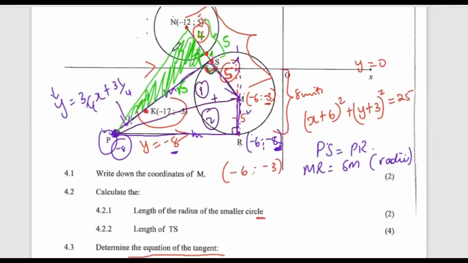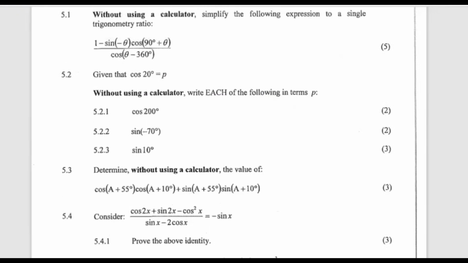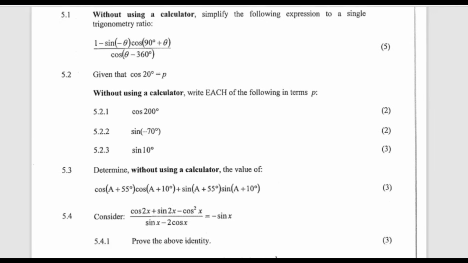Question number 5, which is trig. Trig, here we come. All right, so with question number 5, they are telling us without using a calculator. Now we don't need to use a calculator in this. We just need to follow our identities. Remember, they want you to express this as a single trig ratio. So follow the identities of the reduction and all of that.